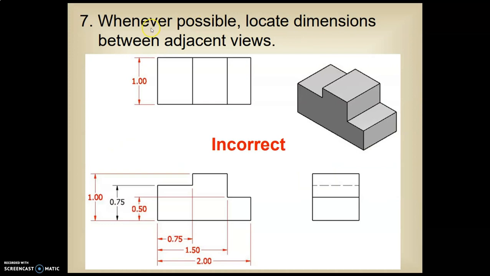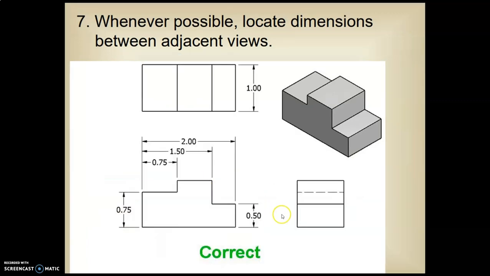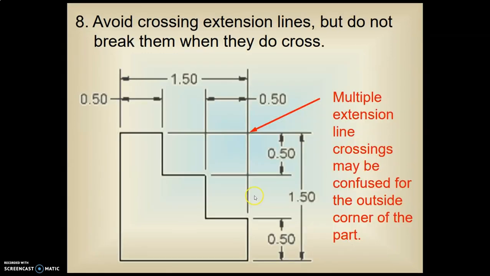Whenever possible, locate dimensions between adjacent views. Here we have dimensions down the bottom, dimensions over here on the left. We don't want those there. Now this one here to 0.75, we will put that there because it would be more confusing to put a line out this way. But we want the dimensions between the objects if at all possible.